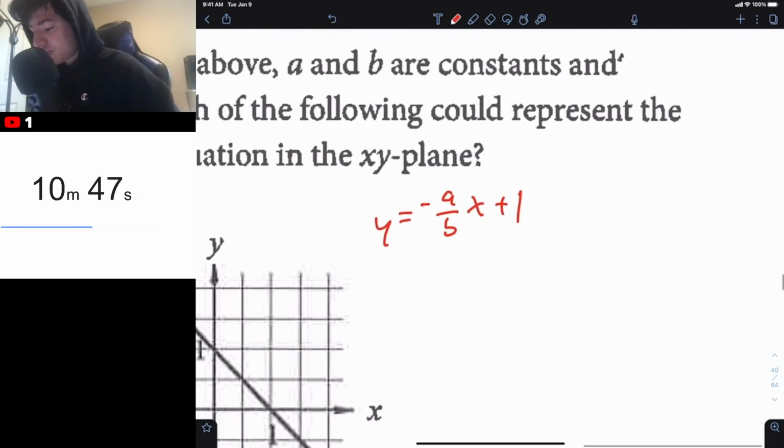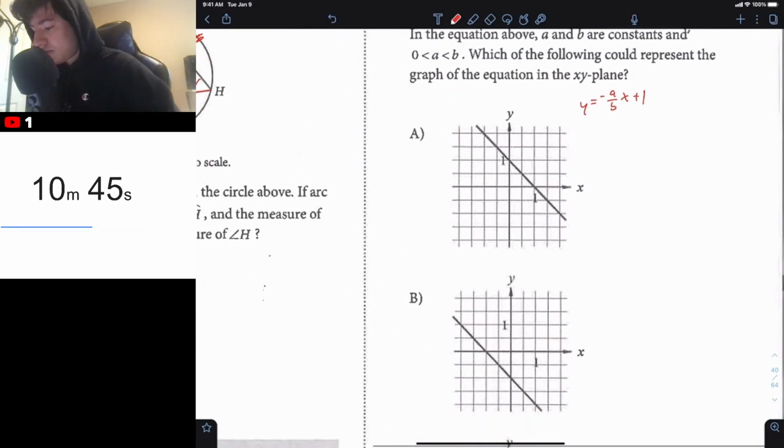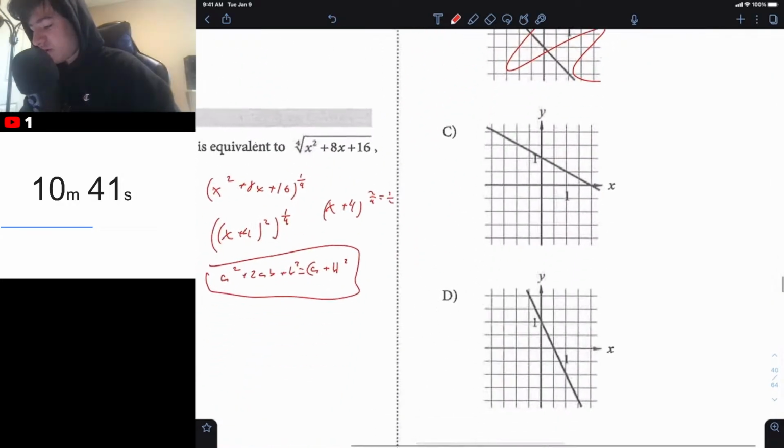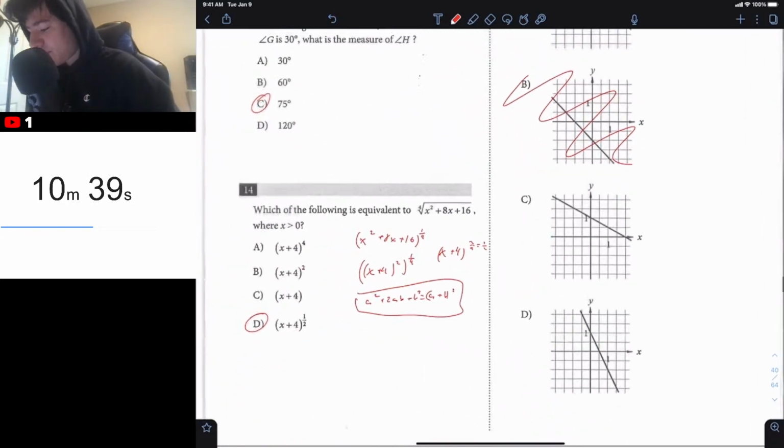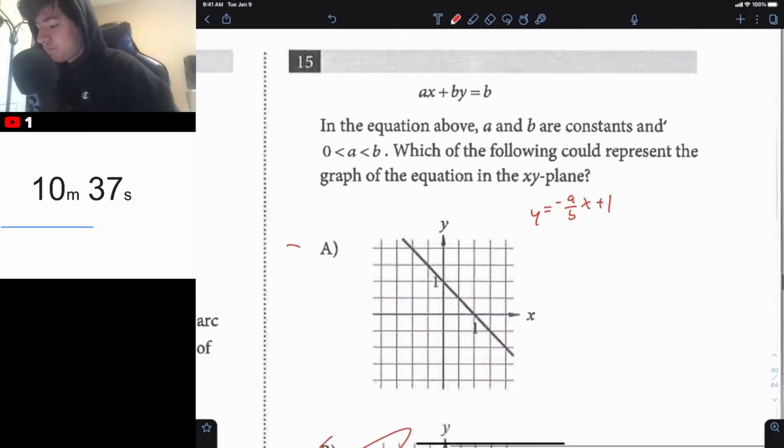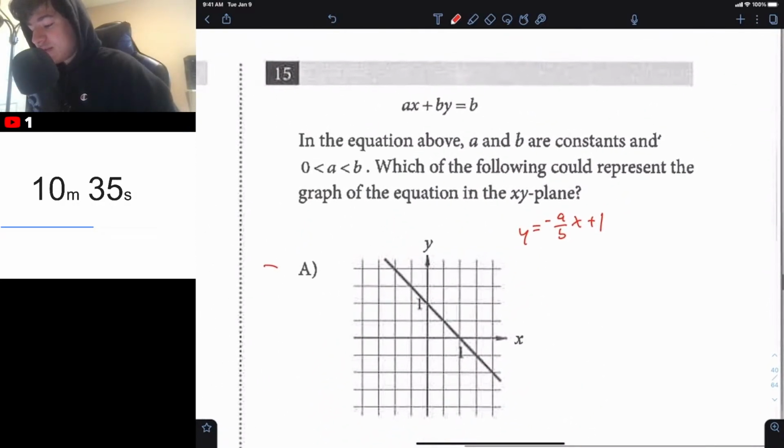Okay, so I know my line is going to have a y-intercept of 1. This checks out. This does not check out. That's a bad y-intercept, a negative y-intercept. We don't like that. And then these guys check out as well. We need b to be greater than a, but a to be greater than 0.